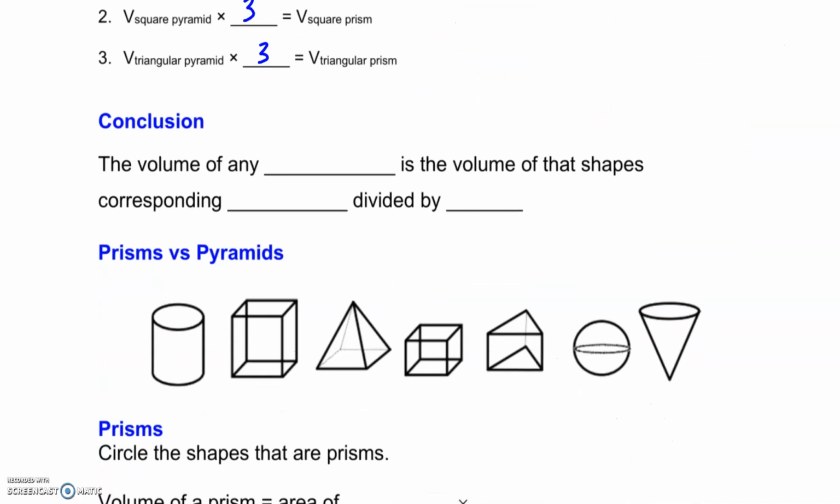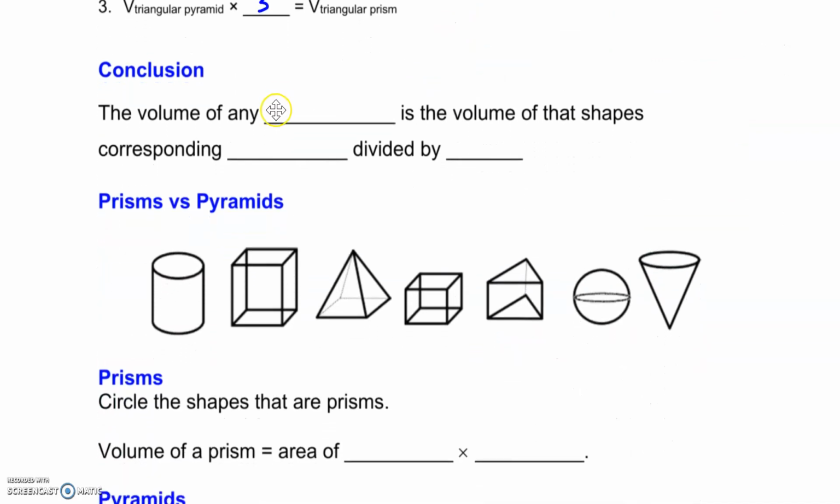So the conclusion is, go ahead and write this on the line with me, the volume of any pyramid is the volume of that shape's corresponding prism divided by 3. So we can take the prism formula and just divide it by 3 in order to get the pyramid. Now let's just remind ourselves of the difference between a prism and a pyramid.